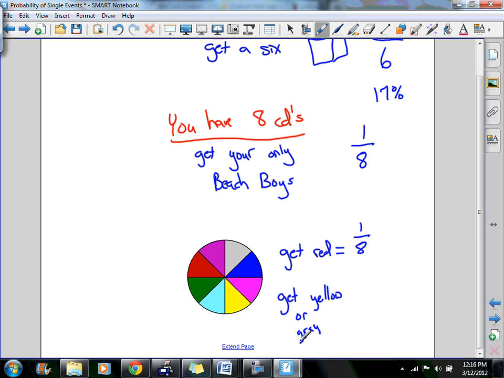Get yellow or gray. This is a combo. Well, there is 1 gray spot and there is 1 yellow spot. So that means there are 2 total yellow or gray spots. And there are 8 total here. So that becomes 1 out of 4 or 25%.